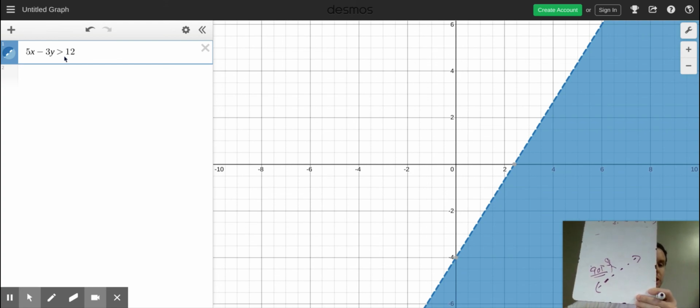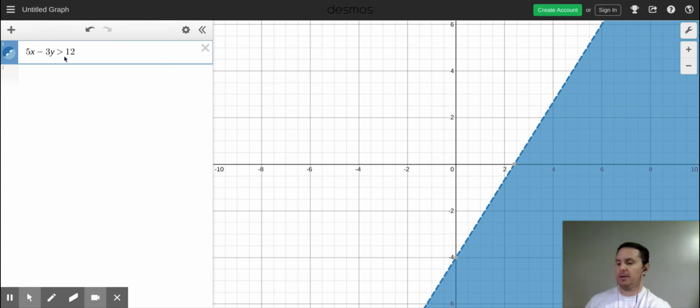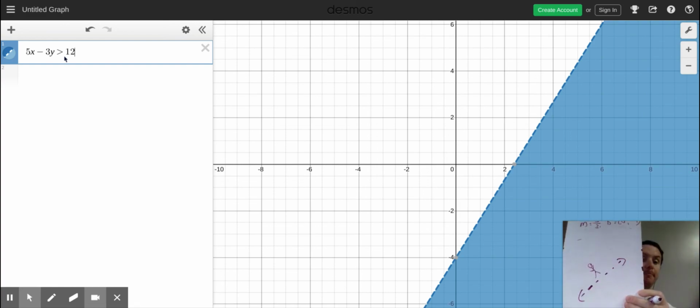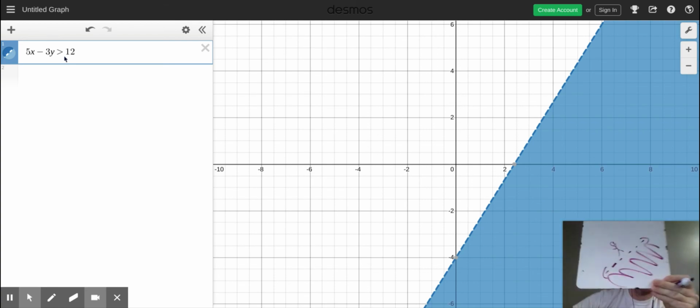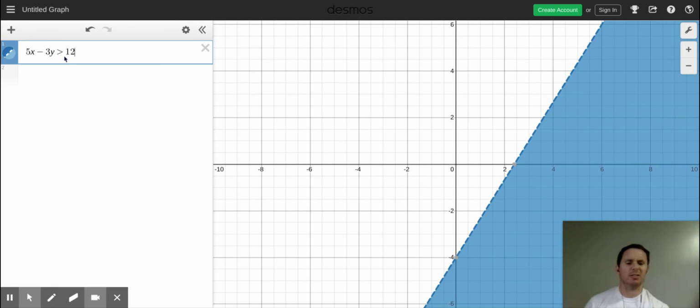Where do we want to shade? Okay. We want to shade on the bottom of the line because we wanted that less than piece. Okay. Greater than, we want the top. So I would shade over this guy. Less than, I want to shade the other side. So I'm actually doing all the shading down here. Okay. That's just a quick little tutorial.